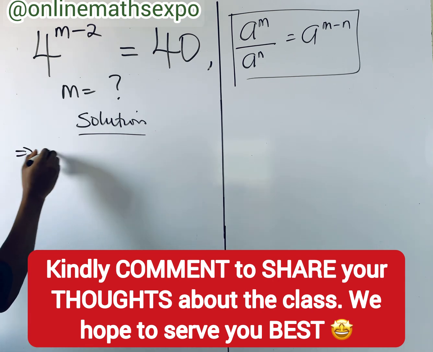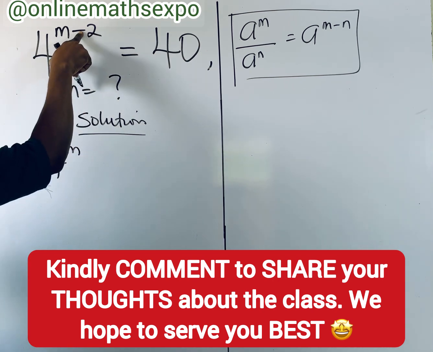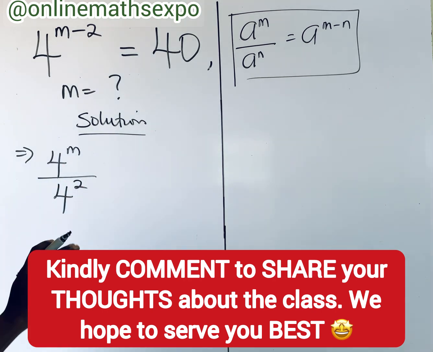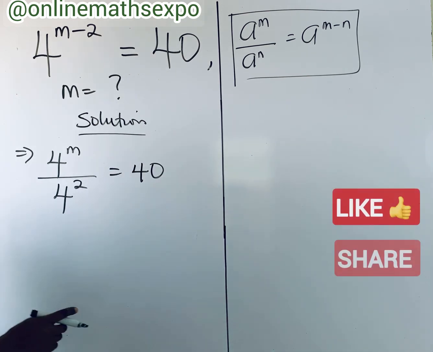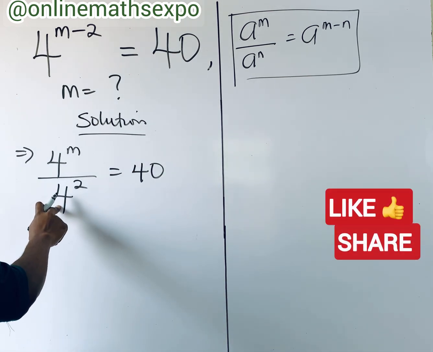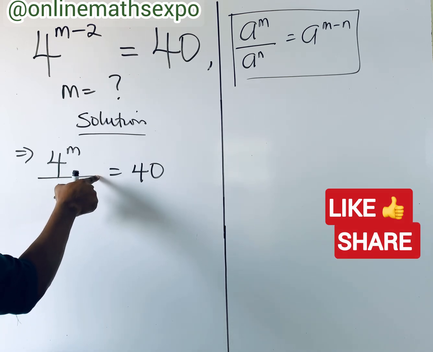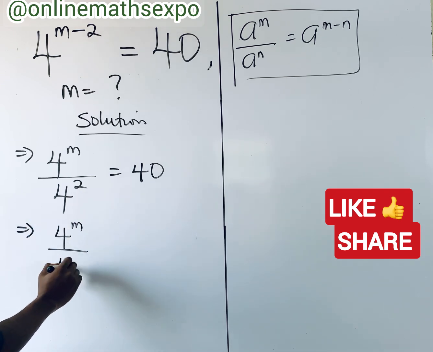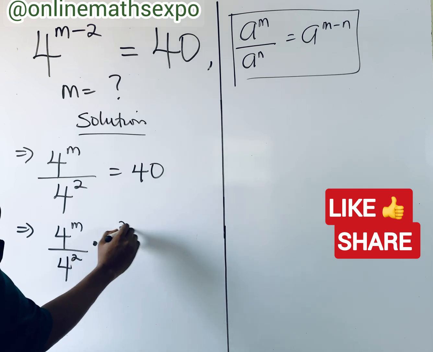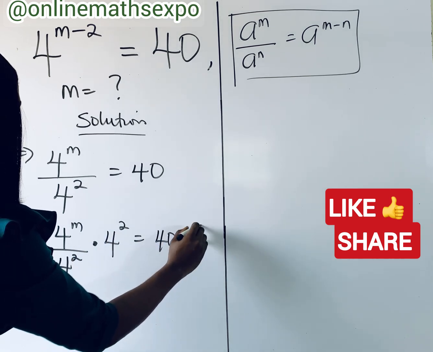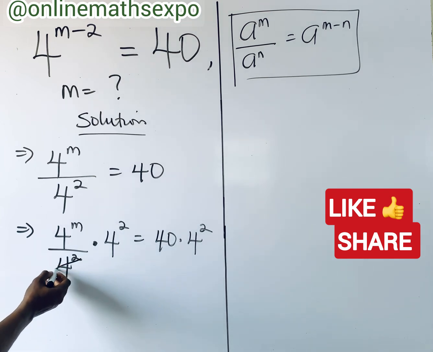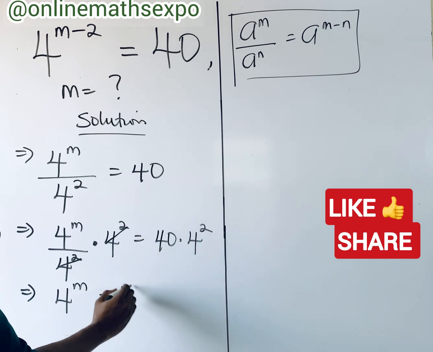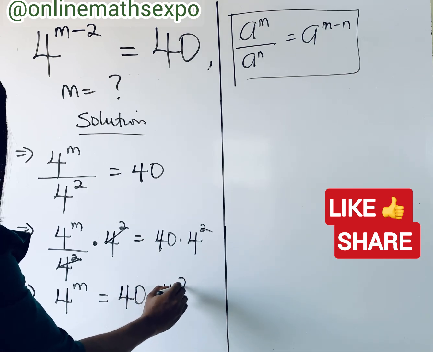So this gives us 4 to the power of m. This subtraction turns to division. You return the base and raise to the power of 2. Interesting. And this is equal to 40. Now, what do you do again? You want to remove this denominator. And to remove it, because it's dividing, you multiply. So in that case, we are going to multiply both sides by the denominator. Okay? So multiply this by 4 to the power of 2. You do the same to the right side so that the equation will be balanced. So this cancels this, and you'll be left with 4 to the power of m is equal to 40 multiplied by 4 raised to the power of 2.